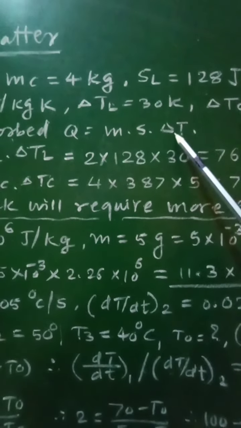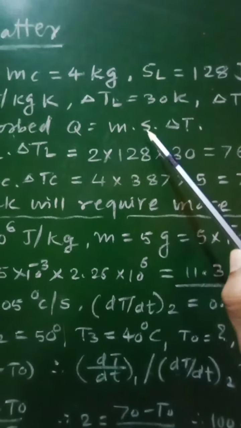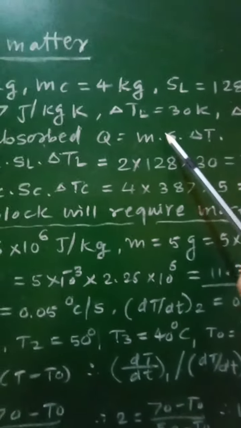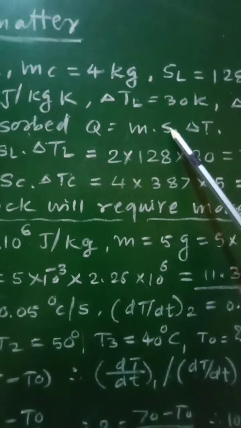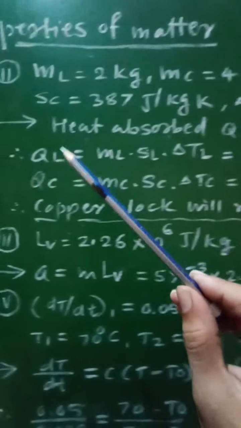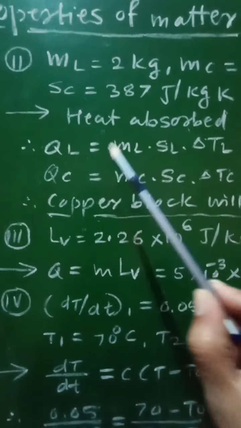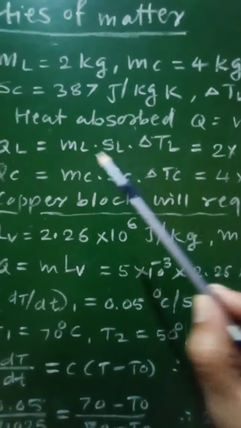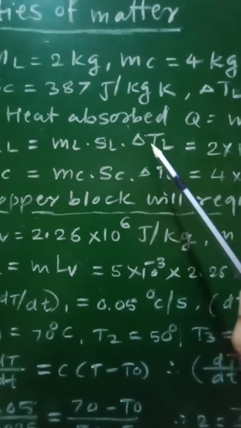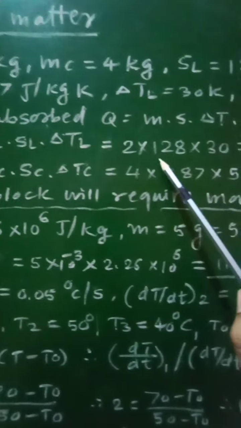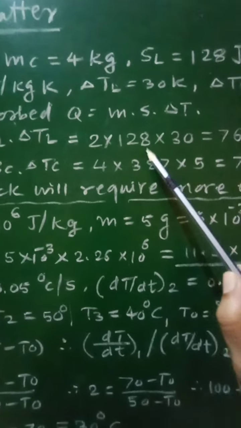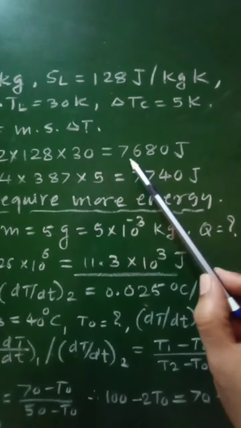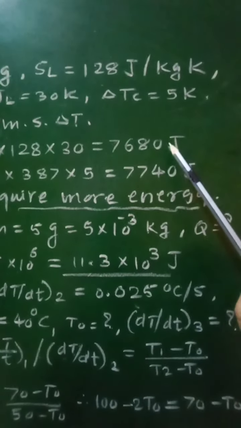M into S into delta T, that is mass into specific heat into rise in temperature. And therefore, applying this formula for lead and copper blocks, we can write QL equal to ML into SL into delta TL. Putting the values, we will get 2 into 128 into 30, which comes out to be 7680 joule.